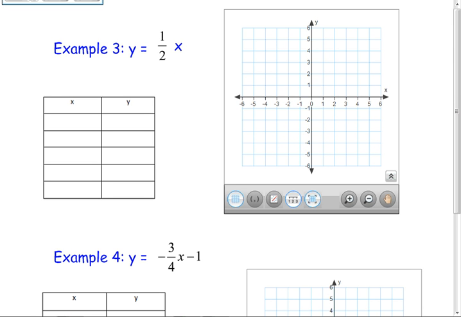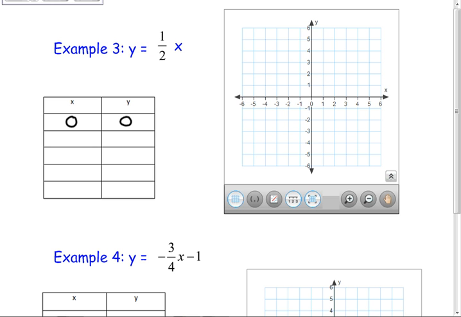Okay, so now I have y equals half of my x values. Well, what's still the easiest number to put in there? What's half of 0? I have no money. You're going to get half of it. How much are you going to get? Nothing.